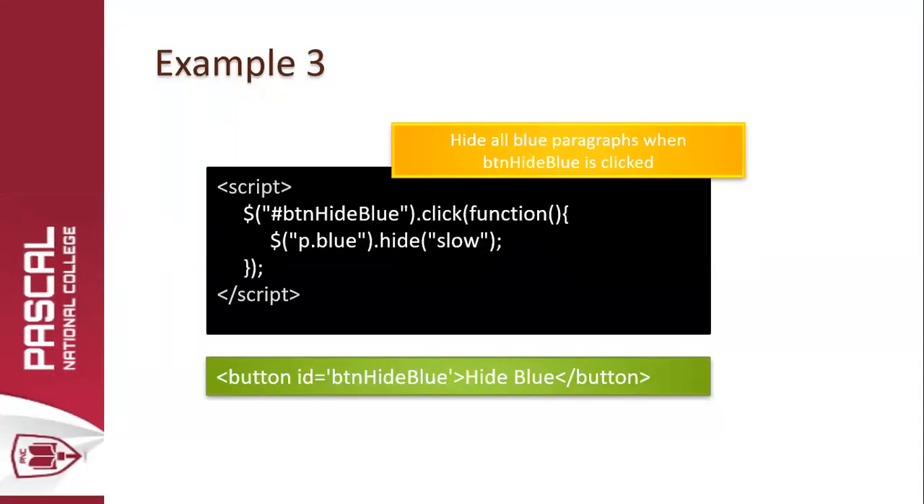So in this example, we have a paragraph, then we have blue as a class. Now we are going to hide all those paragraphs which use the blue class, and hide is the function and slow is the parameter. You want to hide all these paragraphs slowly.